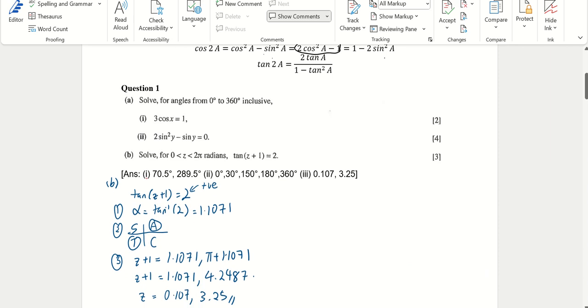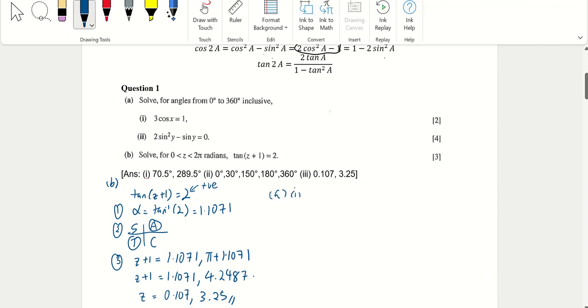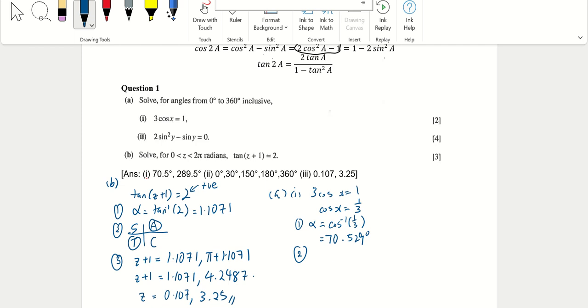Solve. Okay, this 1A is quite easy, where they just ask you to solve 3 cosine x equals 1. First of all, you need to make cosine x the subject. So it's cosine x equals 1 over 3. Once you have that, you do the first step, find the alpha, which is cosine inverse 1 over 3. And what you have is 70.529 degrees.